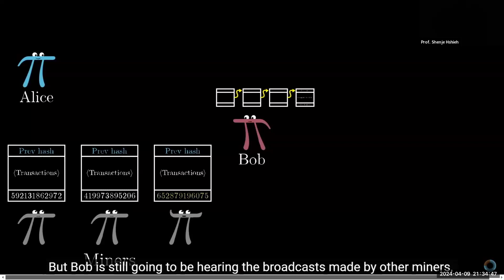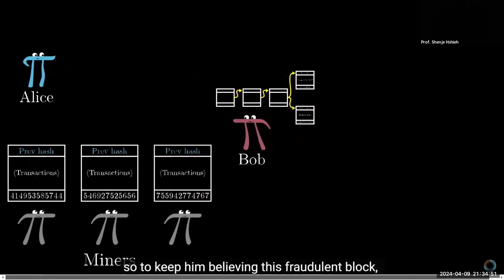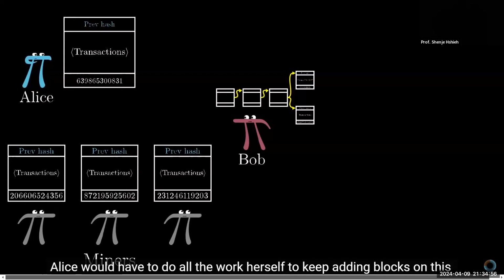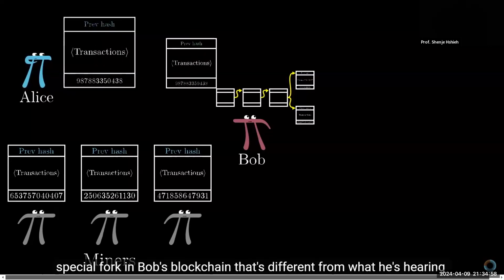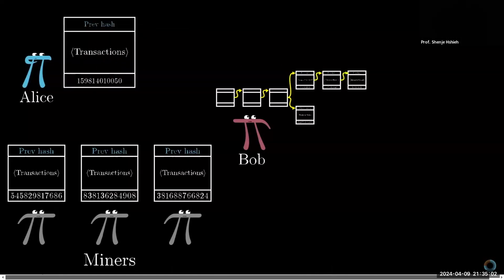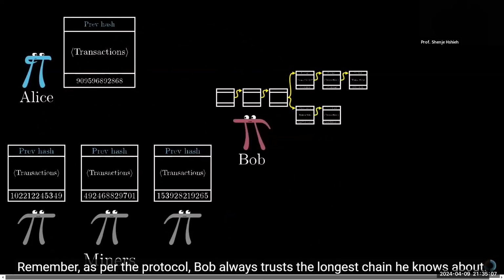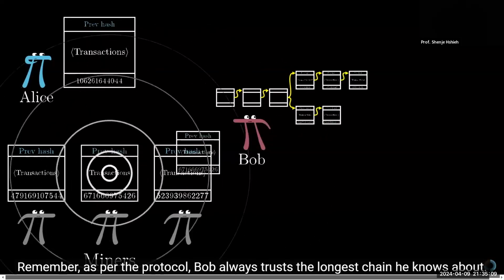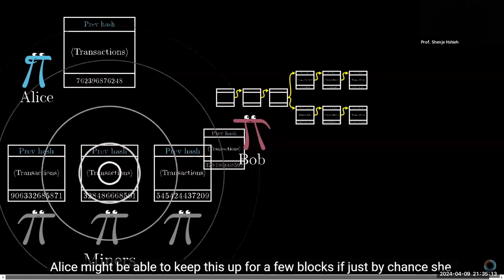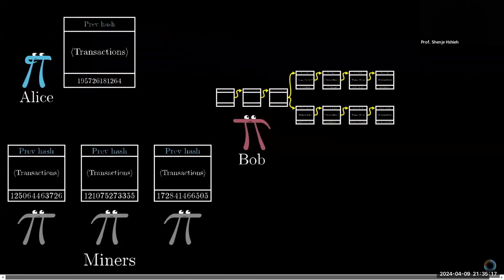But Bob is still going to be hearing the broadcasts made by other miners. So to keep him believing this fraudulent block, Alice would have to do all of the work herself to keep adding blocks on this special fork in Bob's blockchain that's different from what he's hearing from the rest of the miners. Remember, as per the protocol, Bob always trusts the longest chain that he knows about. Alice might be able to keep this up for a few blocks if just by chance she happens to find blocks more quickly than the rest of the miners on the network all combined.